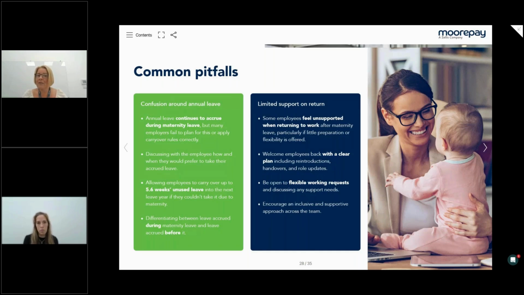Maybe you've got new staff while they've been away and they don't know who they are in the team, so make sure these introductions happen so that they don't feel left out. And then also consider fairly any flexible working requests. Flexible working requests will also impact on holidays as well.